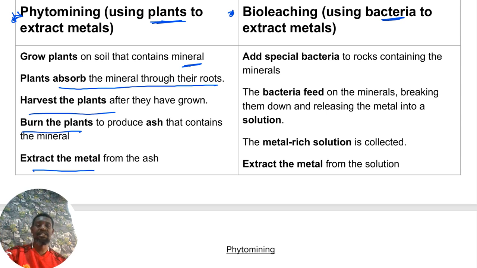That's all about phytomining. Then in the case of bioleaching, it is the use of bacteria to extract metals. So you add special bacteria to the rock containing the mineral. The bacteria will now feed on the mineral, help to break it down, and then release the metal into a solution. So you should know first bacteria, 2 bacteria feed, then bacteria excrete or release the metal into a solution. Now the metal-rich solution is collected and you extract the metal from the solution.